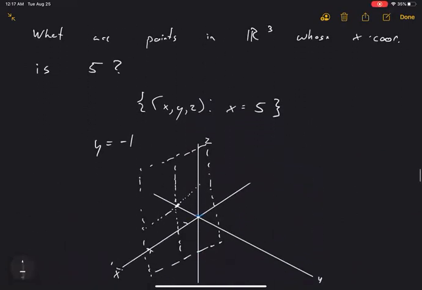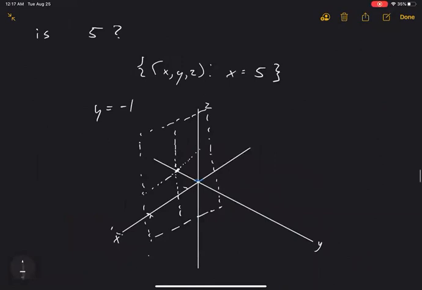So these are the most simple equations we might see. Just like in R2, these would give us very simple lines, in R3 these give us very simple planes. That's just a simple plane in R3.